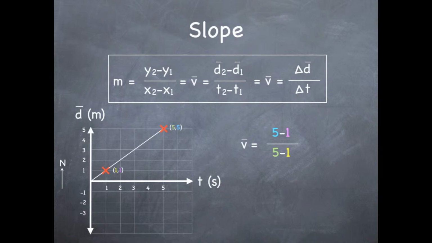As you can see, the second point is 5 meters north, whilst the first point is 1 meter north. So we subtract 1 from 5. Similarly, the second point is at 5 seconds, whilst the first point is at 1 second. So we subtract 1 from 5. This gives us a final answer of 1 meter per second north. Remember to put north in square brackets, as velocity is a vector quantity with direction.